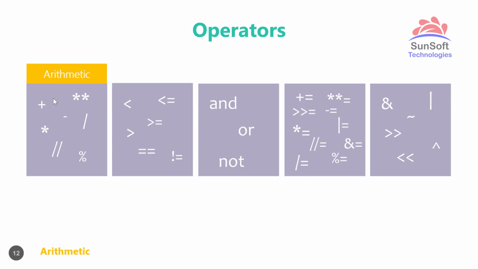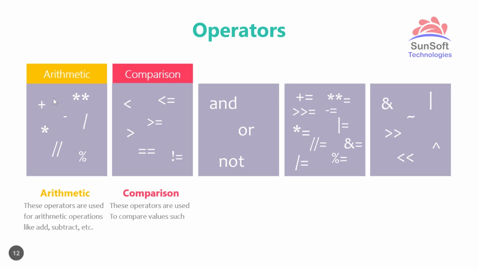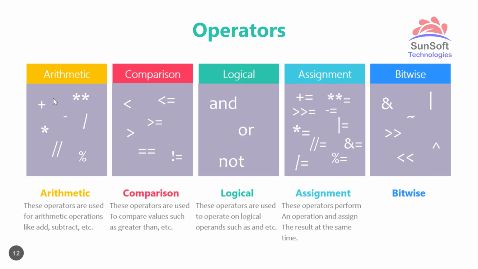So to start with, we have arithmetic operators. The next ones are comparison operators. Then we have logical operators. Then we have assignment operators and also bitwise operators. Now we look at them one by one. So first of all, arithmetic operators. These operators are used for arithmetic operations, as the name suggests, like add, subtract, etc.